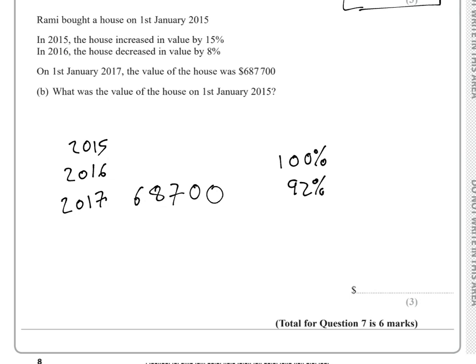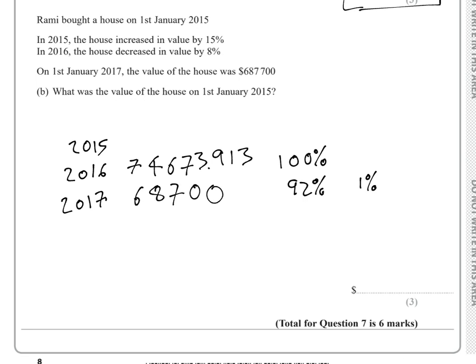Okay, see what I've done there? The original price, 2016, is 100. So this is 92. So I've got to work out what 1% is. Is 68700 divided by 92, and then I've got to times that by 100 to get 100%. So that's 74673.913.